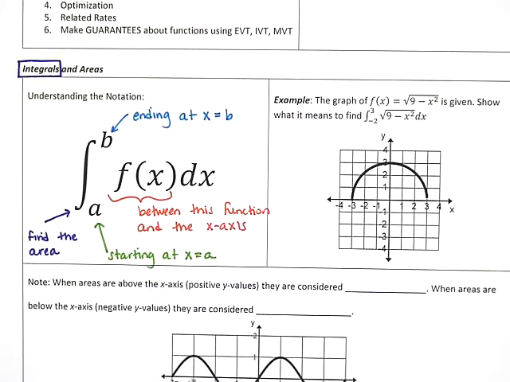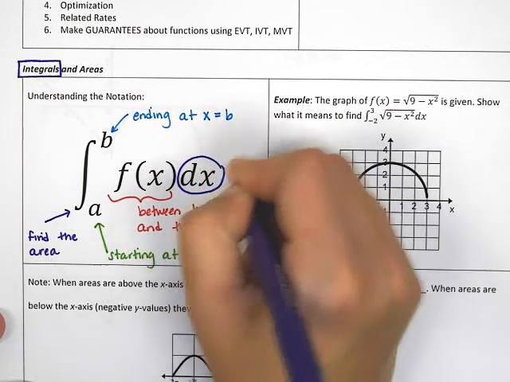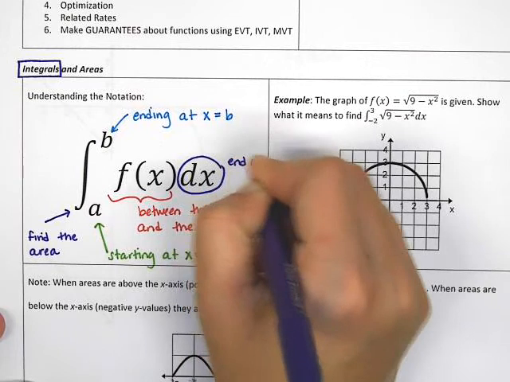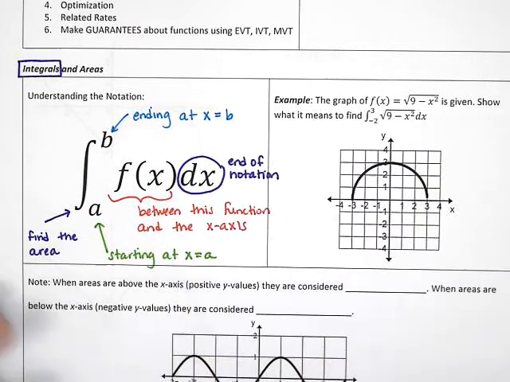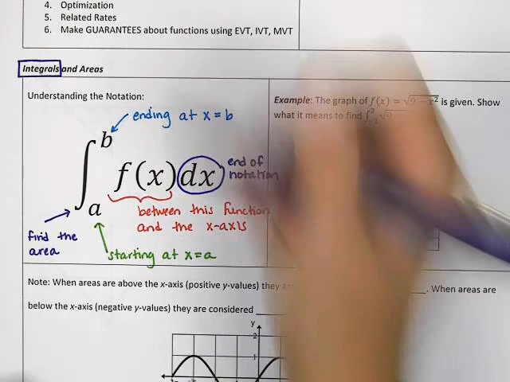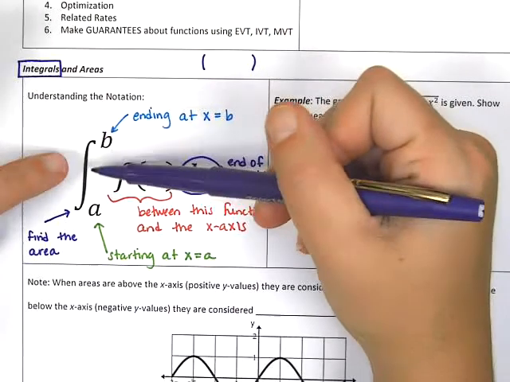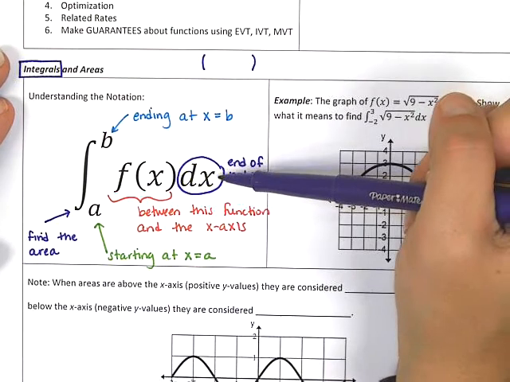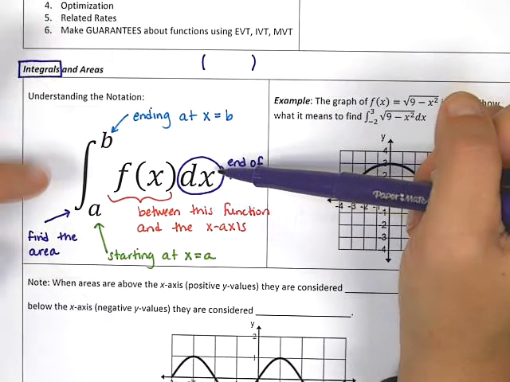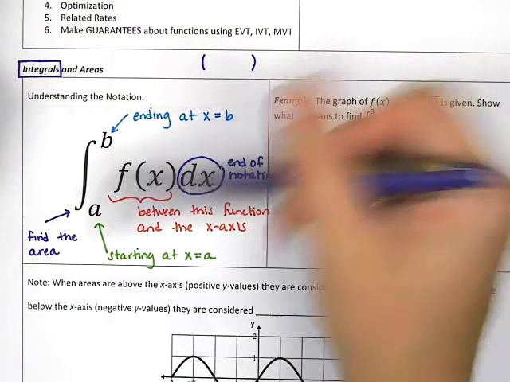Now the dx here is the end of the notation. It's kind of like parentheses: you need a parenthesis at the beginning and a parenthesis at the end. The opening to an integral is this integral symbol, and the end of the integral is the dx. They provide a beginning and an end for setting up the problem.